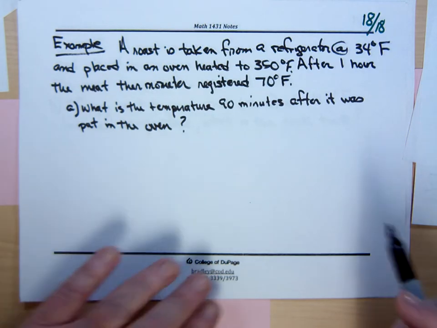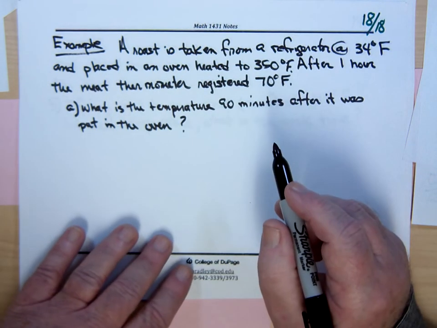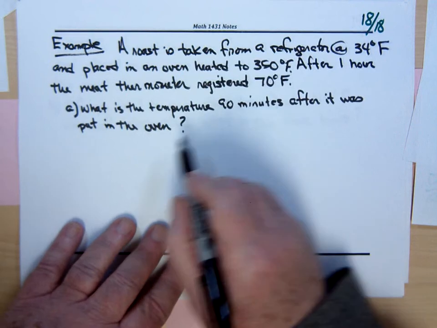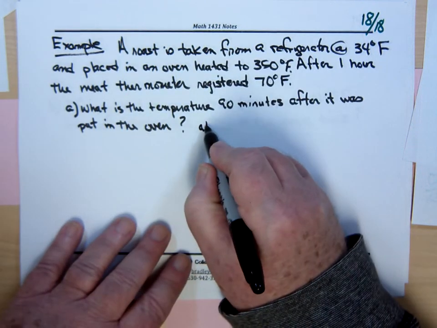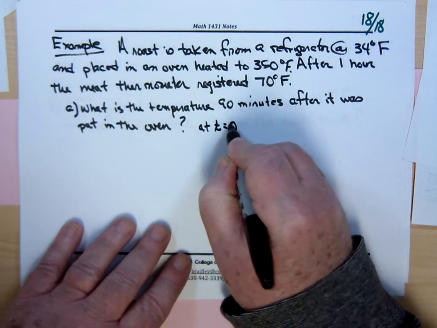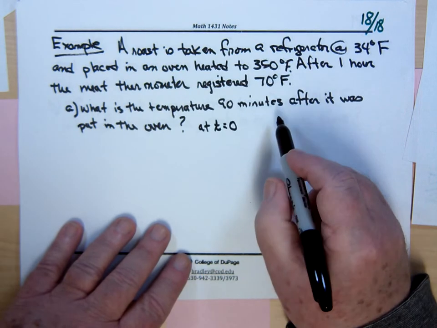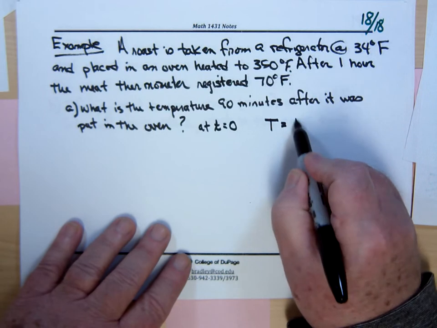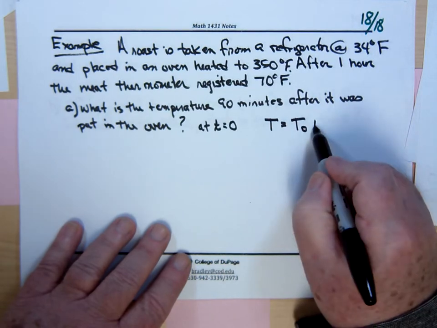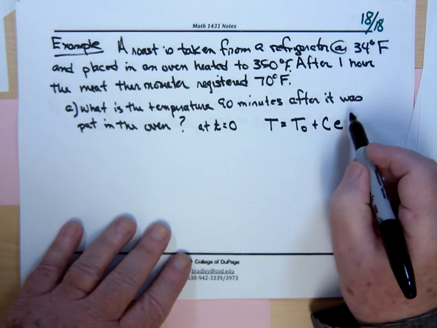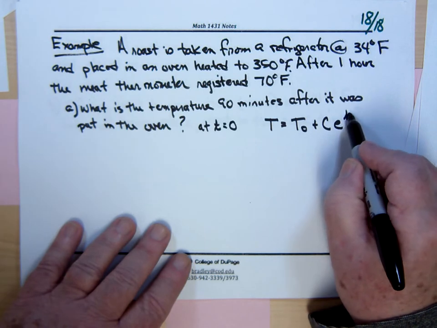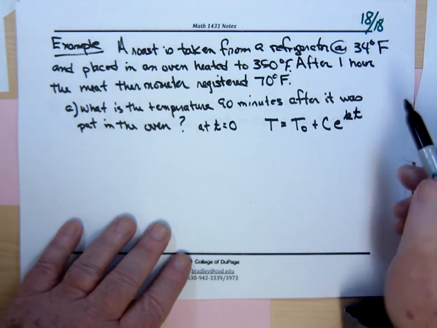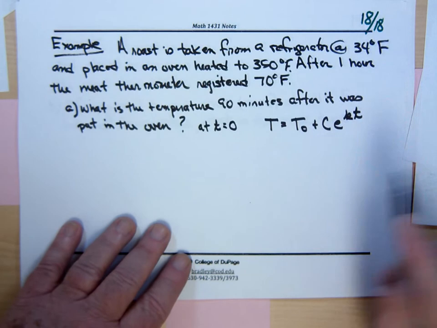Now, we knew that at t equals 0, we knew the temperature of the meat. Well, let's write the equation first, okay? So it's T equals T0, that's the ambient temperature, plus C e to the minus KT if it's cooling. If it's heating, we'll figure out what K has to be.